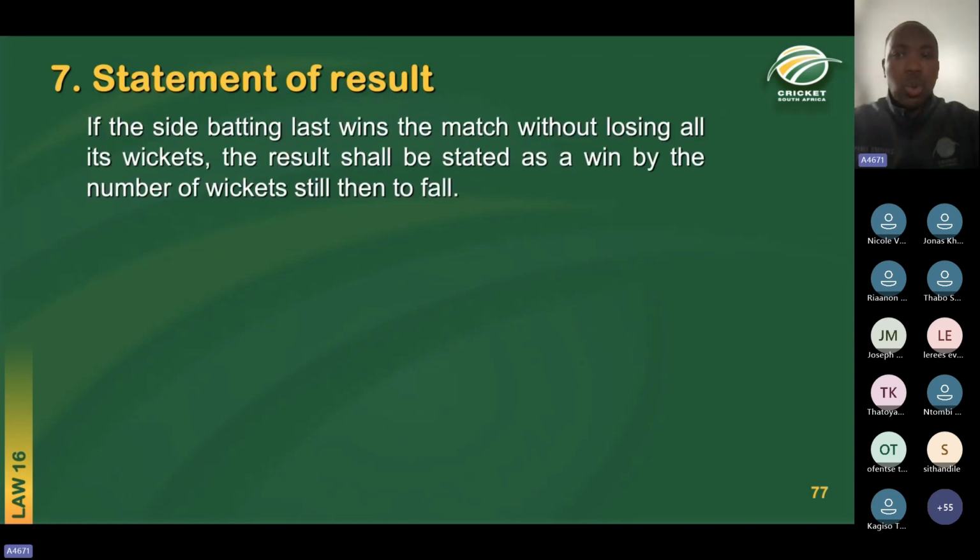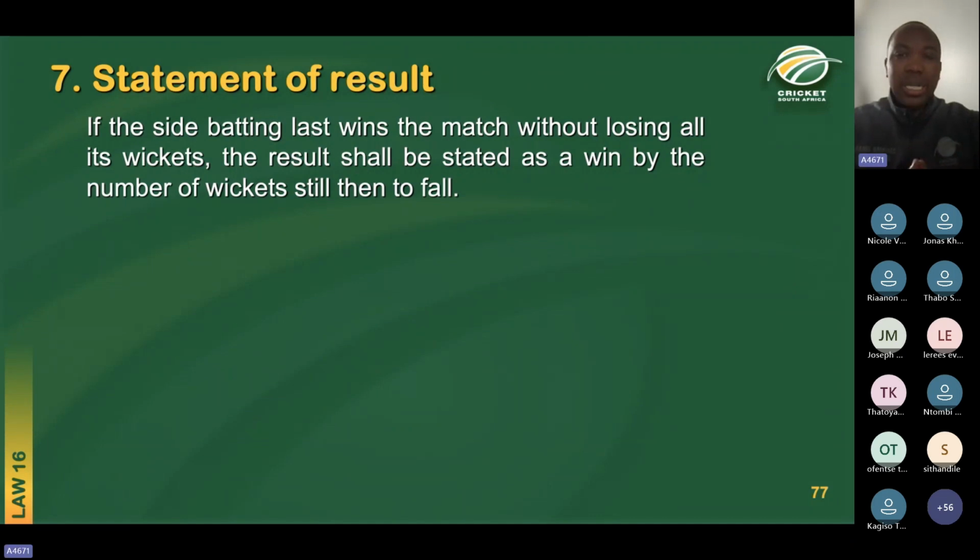How do we as commentators, for example, state a result? Law tells us that if the side batting last wins the match without losing all of its wickets, the result shall be stated as a win by the number of wickets still then to fall. So we know that a completed innings means that a side is all out when their 10 wickets have fallen.